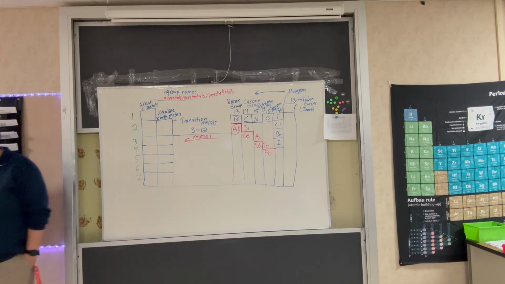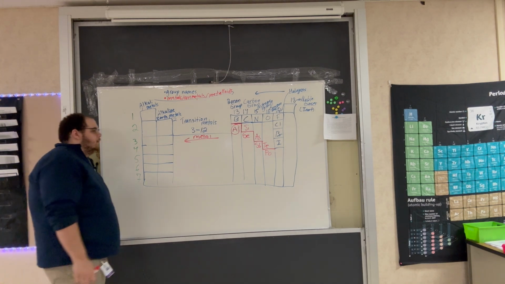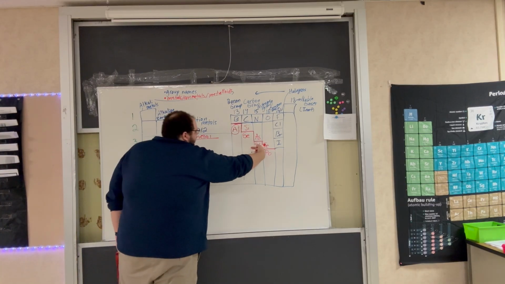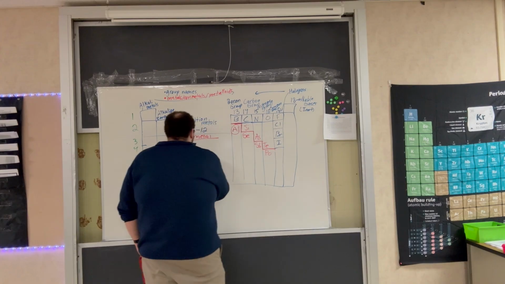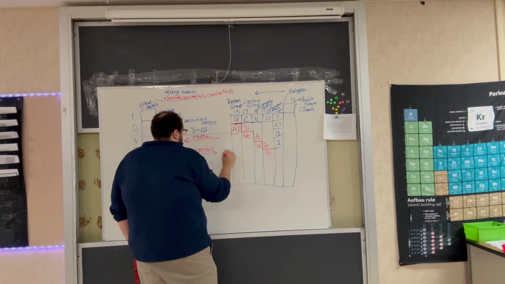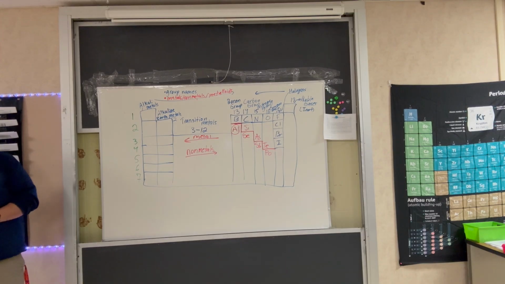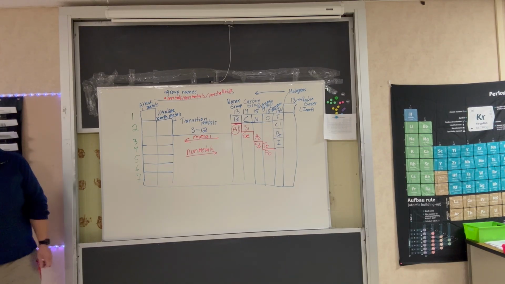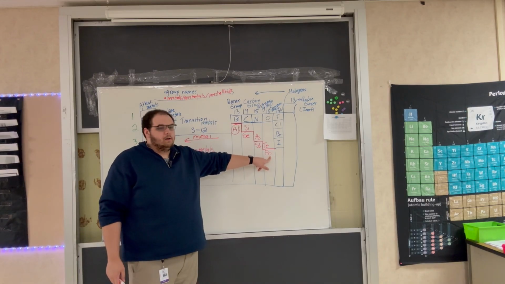All the metals are on the left-hand side of the staircase. Which means if everything on this side is a metal, well, what's going to be on this side? The non-metals. Does the staircase go all the way down, or does it stop? It stops here with Po. Okay, got you.